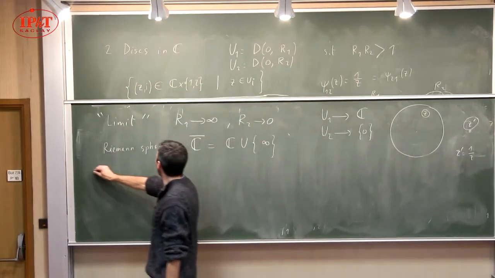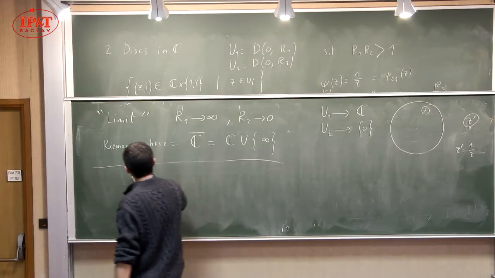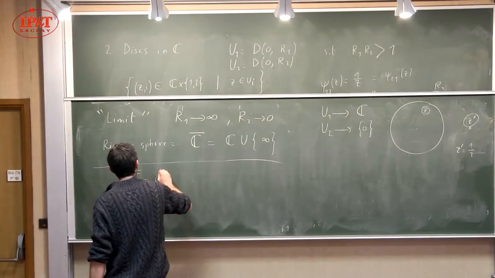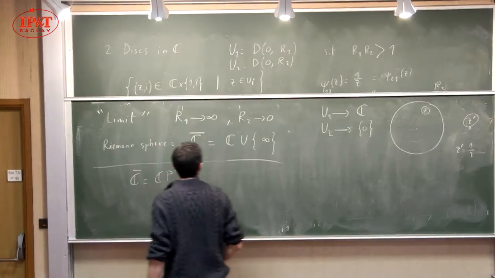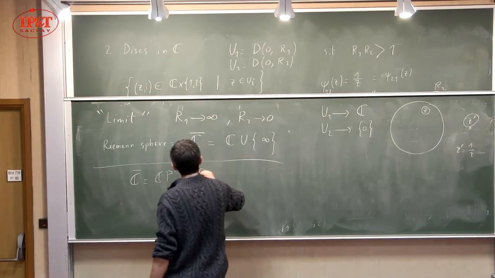We have seen several equivalent definitions of a Riemann sphere: C bar equals CP1 equals the Euclidean sphere.